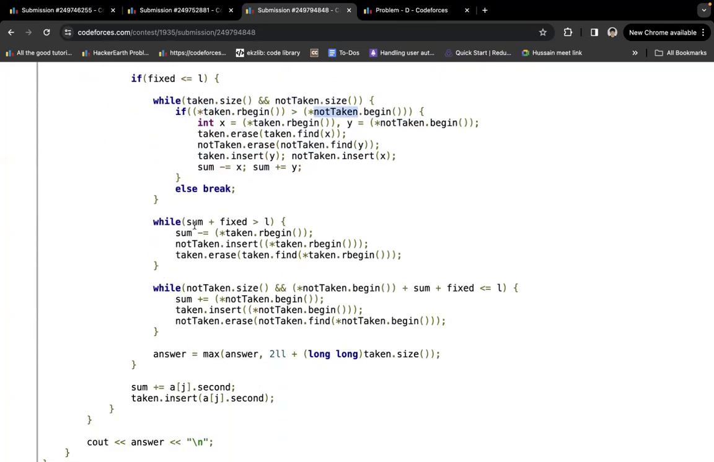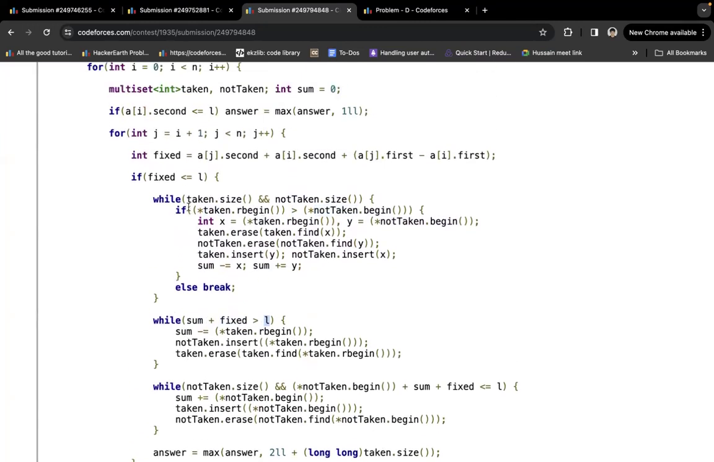And after this, while sum plus fixed is greater than L, basically my taken multiset is going to have some sum, okay? And there is a fixed cost. So while sum plus fixed is greater than the limit, I just keep removing the largest elements, because removing the largest elements is going to reduce my sum by the most.